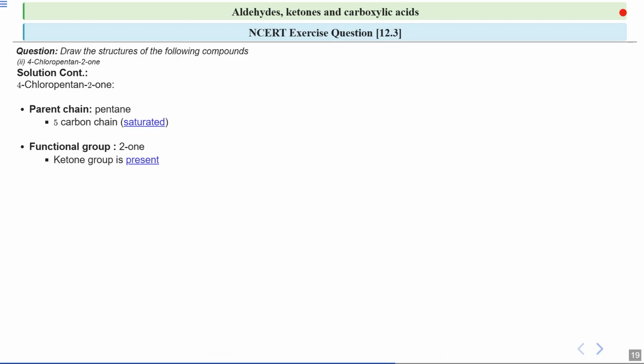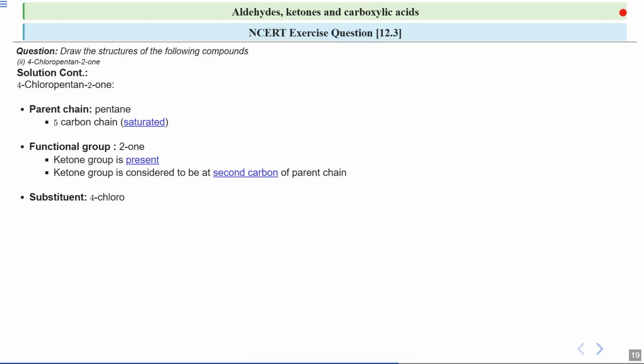Next, we have seen that a ketone group is present. A ketone is a C double bond O, which is a carbonyl group bonded to 2 other carbons. Specifically, the ketone group is located at the second carbon of the parent chain. So when we draw the structure, we will put the C double bond O group on carbon 2.